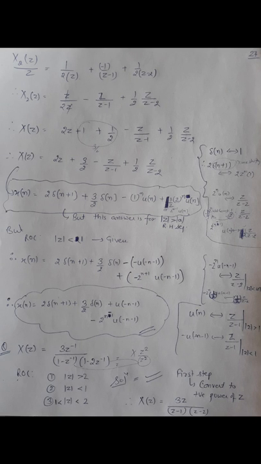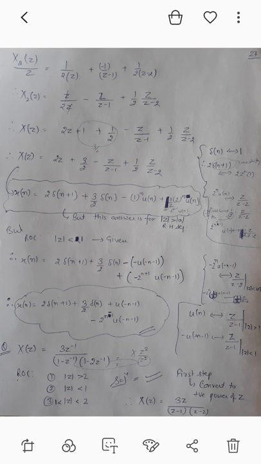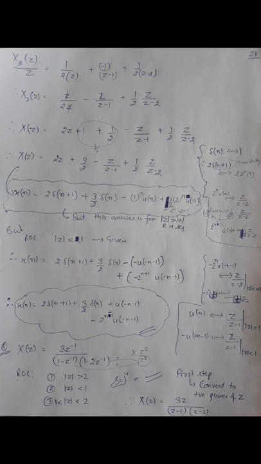So X2(z) will be equal to 1 by 2 minus z upon (z minus 1) plus 1 by 2 z upon (z minus 2). If I find the complete X(z), then X(z) will be equal to 2z plus 1, that is X1(z), plus 1 by 2 minus z upon (z minus 1) plus 1 by 2 z upon (z minus 2). So X(z) will be equal to 2z, adding these two constant parts, plus 3 by 2 minus z upon (z minus 1) plus 1 by 2 z upon (z minus 2).